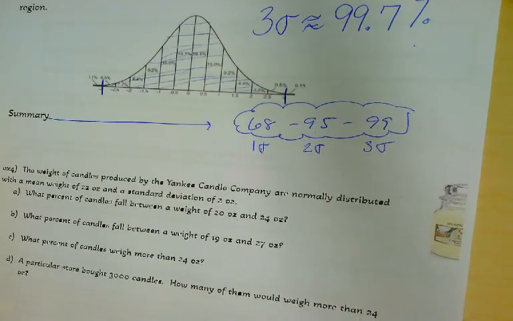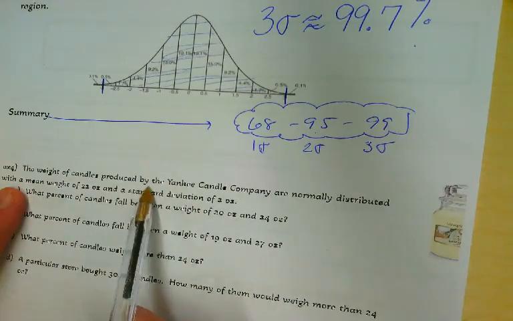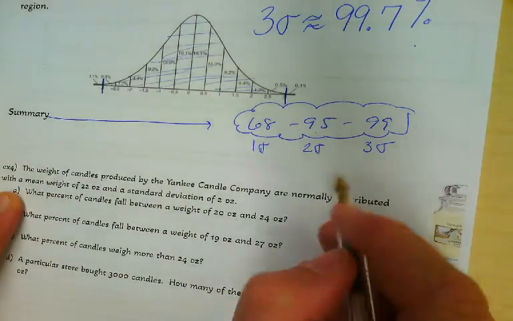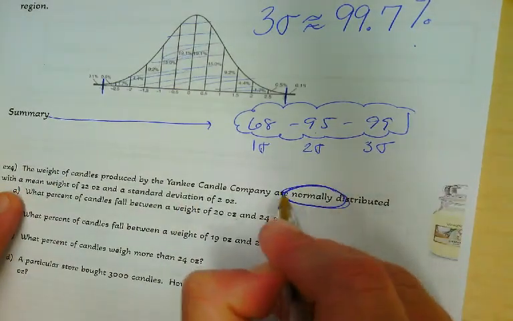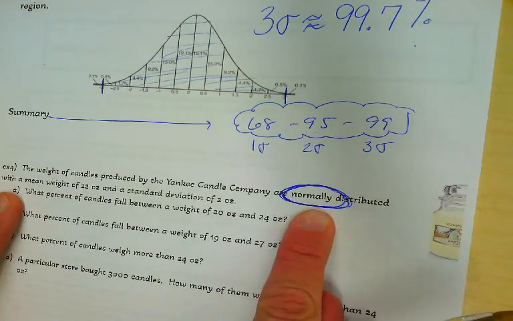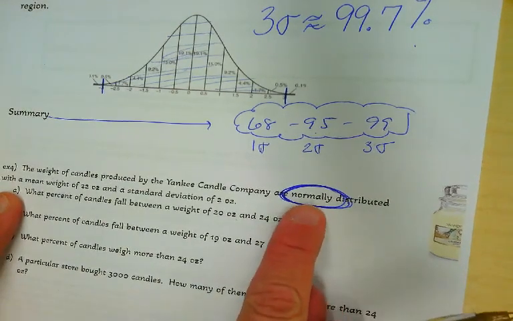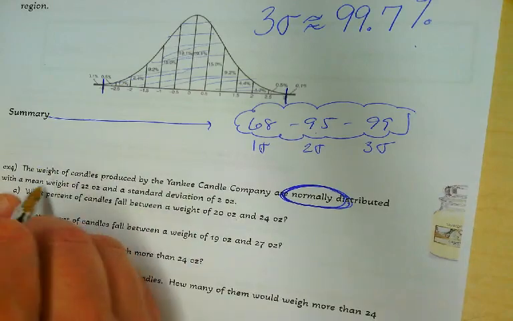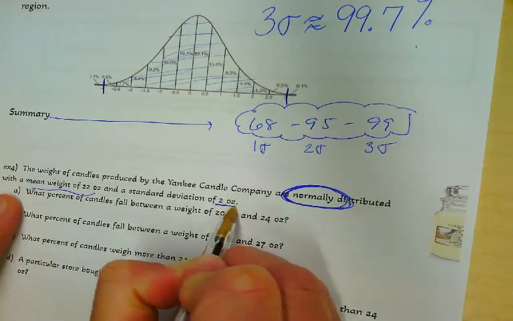All right, we're going to try one example here. The weight of candles produced by the New York Candle Company are normally distributed. Circle this word. This is what tells us we can use the curve. Okay, it's got to say the word normally. The mean is 22, and the standard deviation is 2.